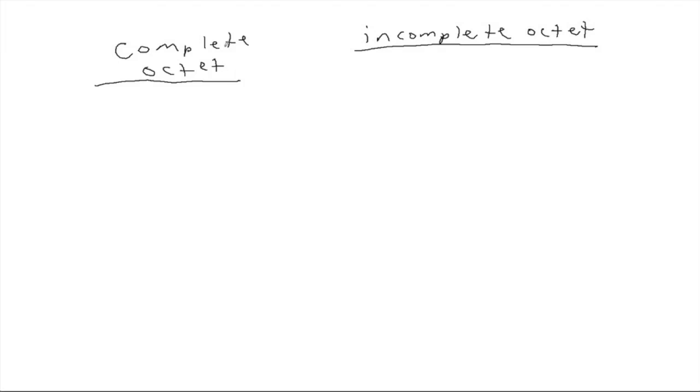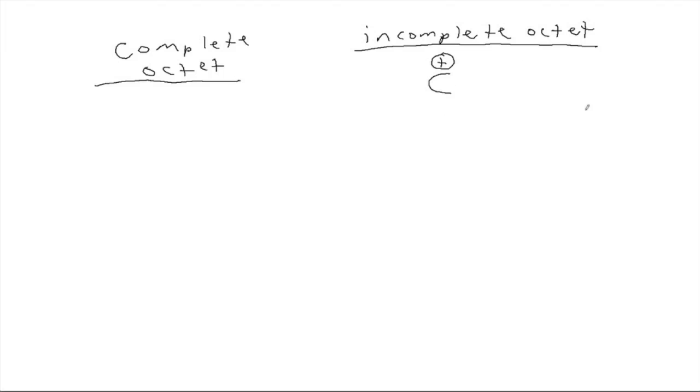Well, there's only one major example in organic chemistry of an atom with an incomplete octet, which is a carbon with a positive charge. This is the only major example that comes up frequently of an atom with an incomplete octet. A carbon with a positive charge has an incomplete octet.